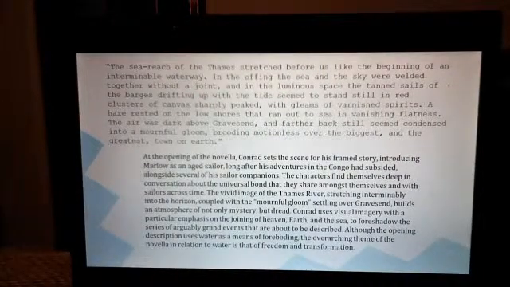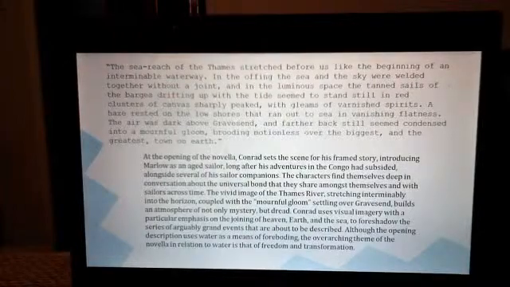The sea reach of the Thames stretched before us like the beginning of an interminable waterway. In the offing, the sea and the sky were welded together without a joint, and in the luminous space, the tan sails of the barges, drifting up with the tide, seemed to stand still in red clusters of canvas, sharply peaked, with gleams of varnished spirits, etc., etc.